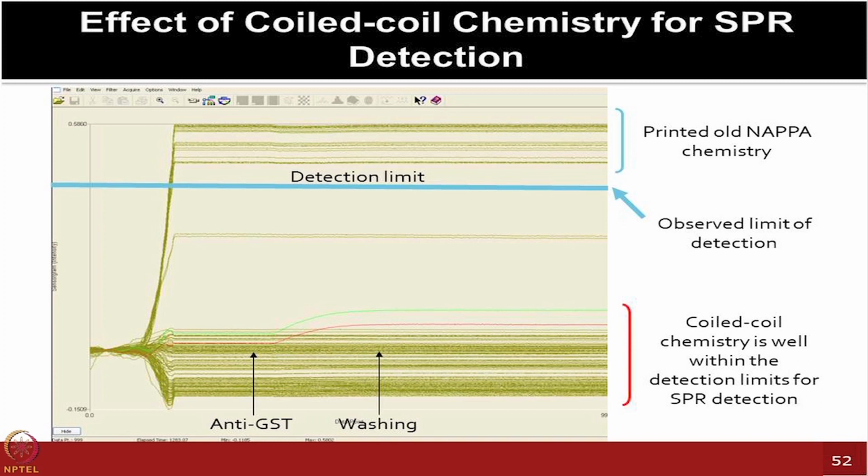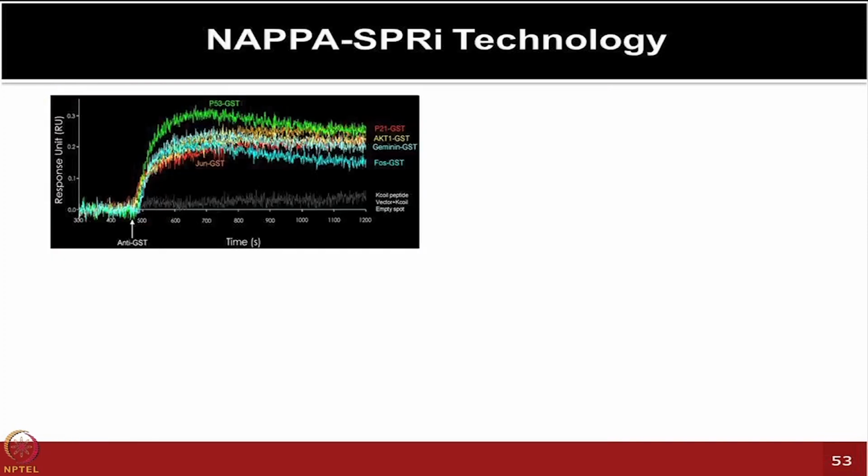So the old chemistry versus the new chemistry, and now you have much more room for measuring any kind of binding response. You can change different concentrations, and you can still see how much binding you can observe. So this case was only anti-GST, which was injected for testing how much GST protein is being synthesized. So several experiments were done.